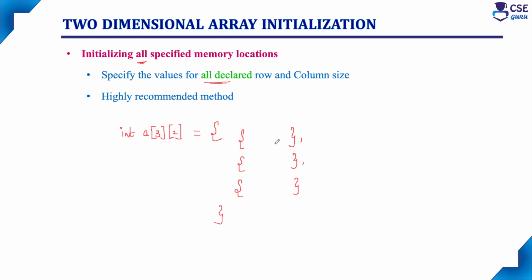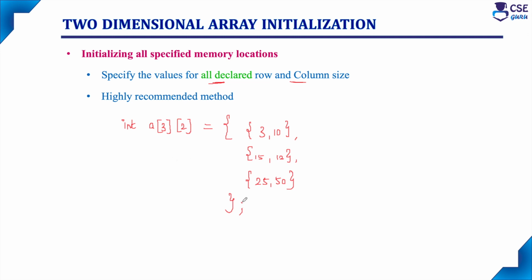And here we need to specify 2 values, only 2 columns, but 3 rows are there. For the first row, I can specify 3 as the first value, and the second value 10. A comma is used here. The row values should be separated by commas as well as the column values. For the second row, consider 15, 12, and for the next row 25, 50. So here I have specified the values, and this declaration combined with initialization should end with a semicolon.